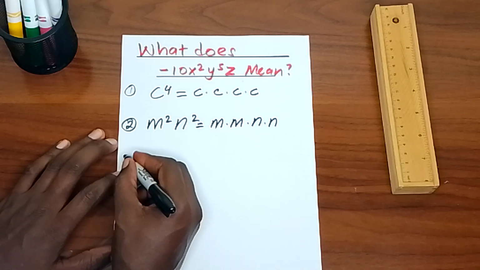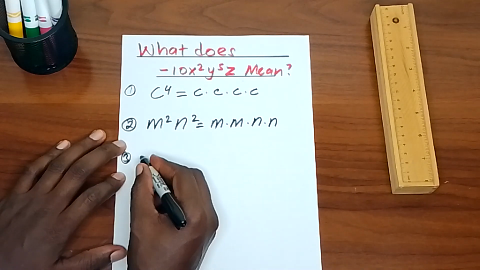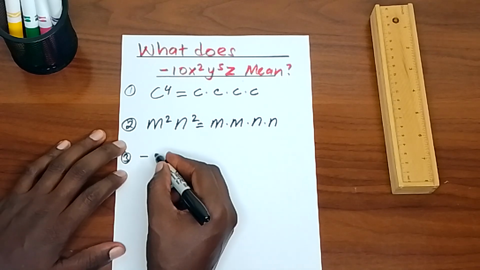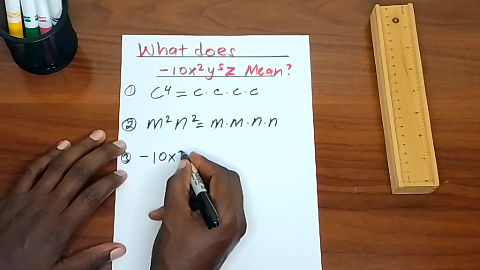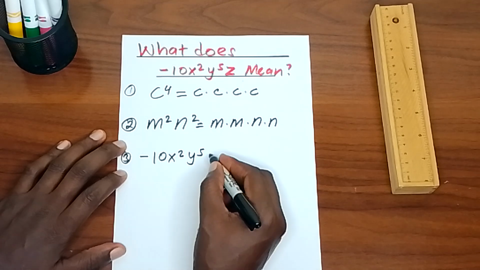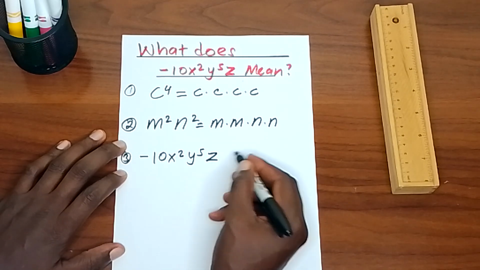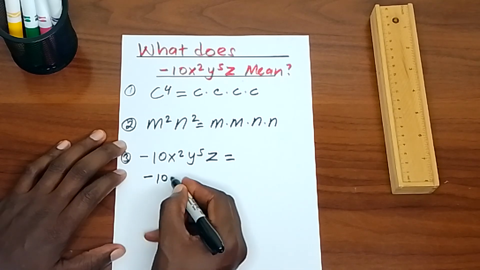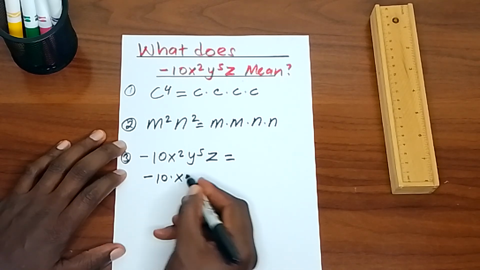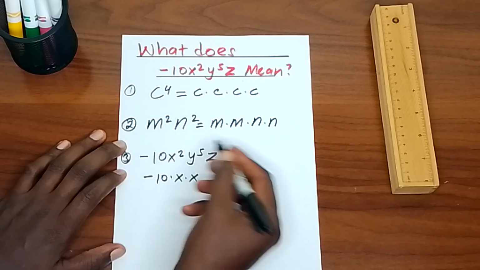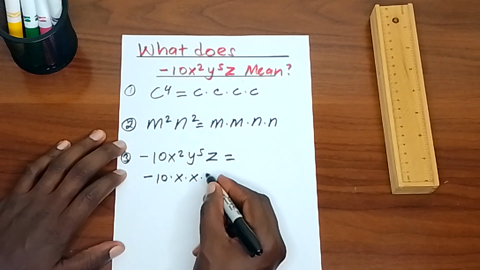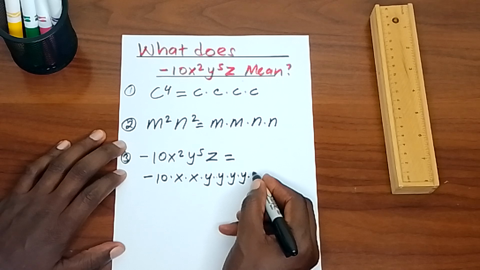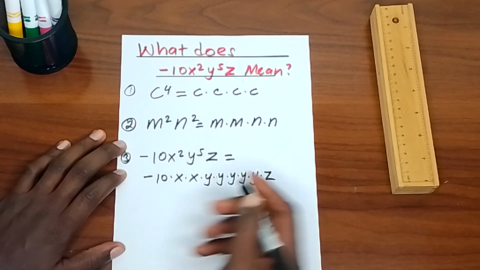So in case you have our given example, which has a coefficient of 10, which is negative 10x squared y power 5 z, what does this mean now? It means we are going to take negative 10 times x times x, those are 2 x's or x squared, times y times y times y times y times y times z.